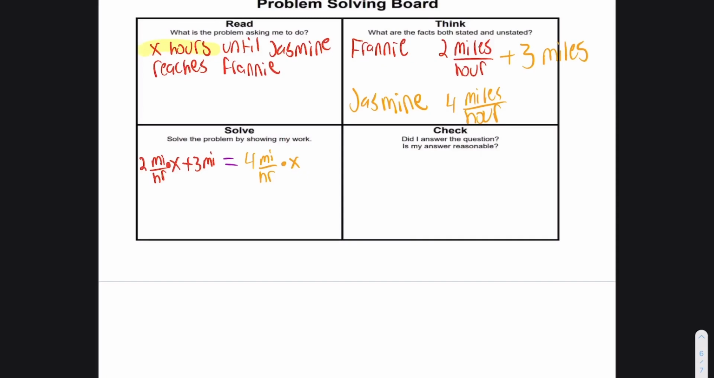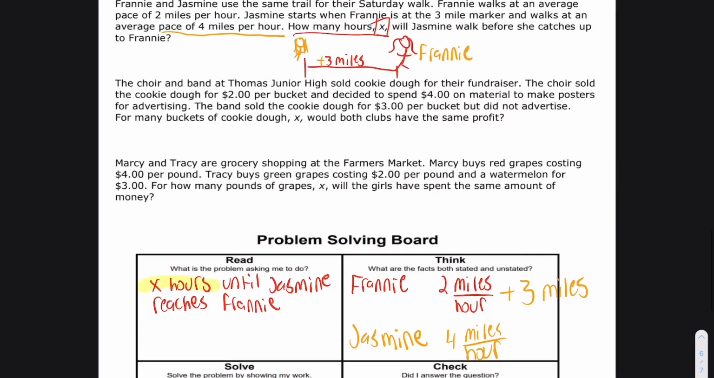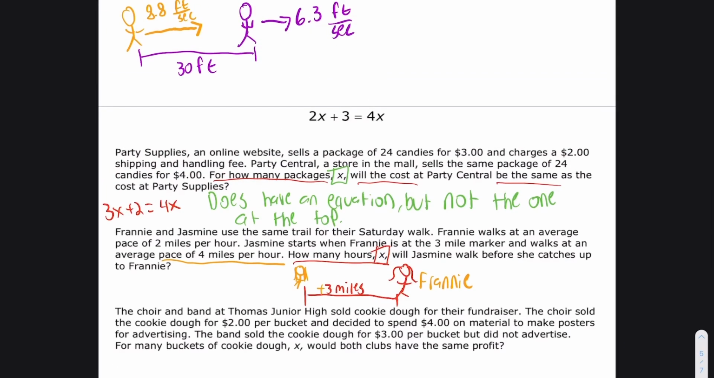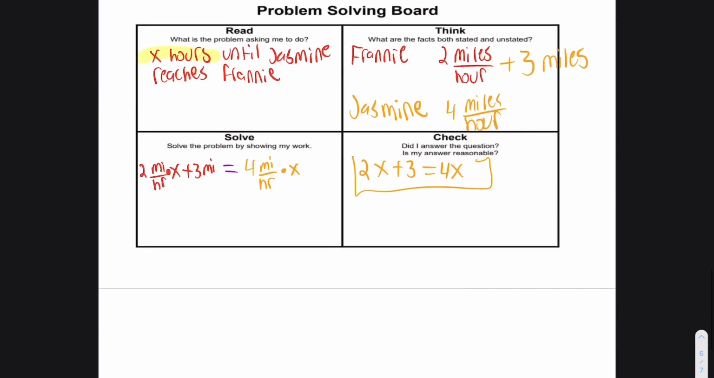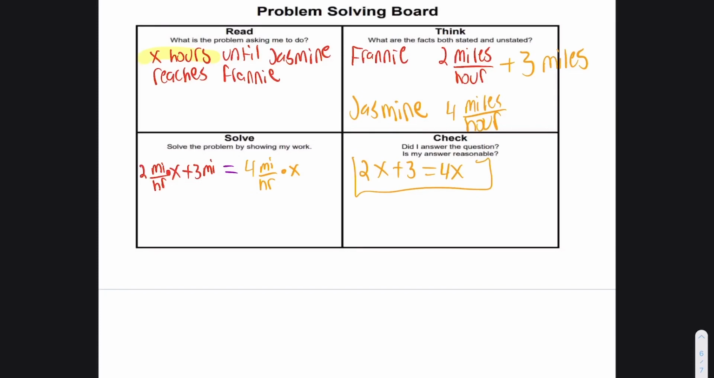Now let's check this. We're going to write it down, but we're going to write it again in the checkbox without the units this time. If we were just looking at this as straight math, this would be 2x plus 3 equals 4x. This would be the straight math side. I don't know if it's the answer yet. We need to check it against the top. If we look at the top, 2x plus 3 equals 4x is what we need. And down here we have 2x plus 3 equals 4x. So this one did work.